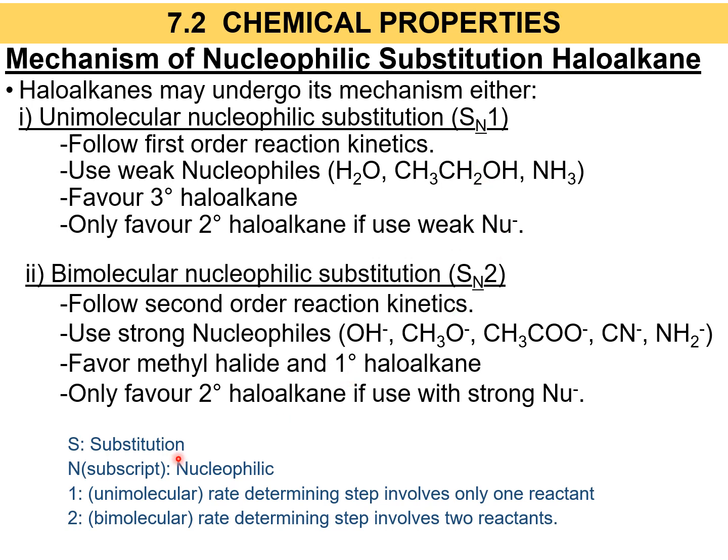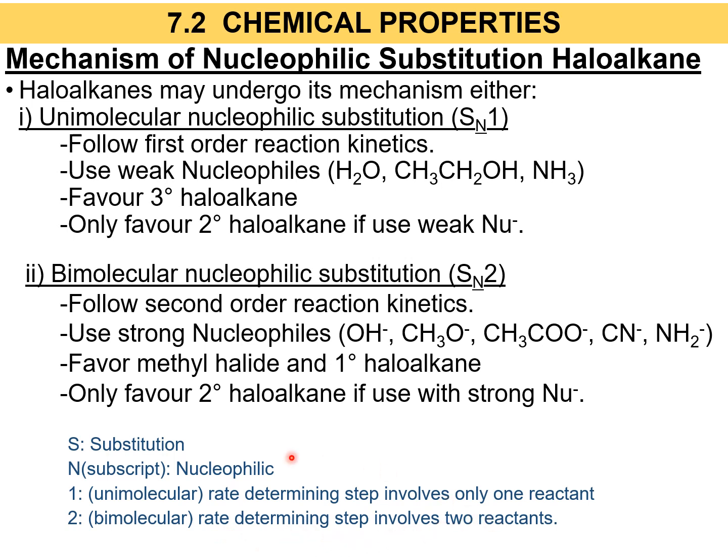S stands for substitution, N stands for nucleophilic, and N ni kena kecil macam ni lah. 1 stands for unimolecular, ataupun bila rate determining step tu only involves one reactant. That's why nombor 1 tu dapat daripada situ. Okay, nombor 2 ni dapat daripada bimolecular because dia punya rate determining step ni akan involves 2 reactants.